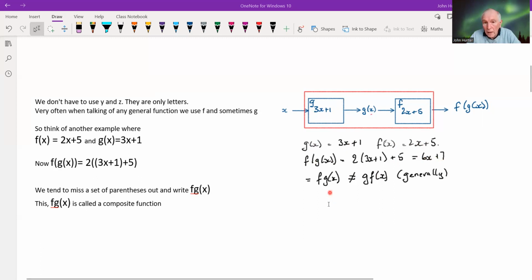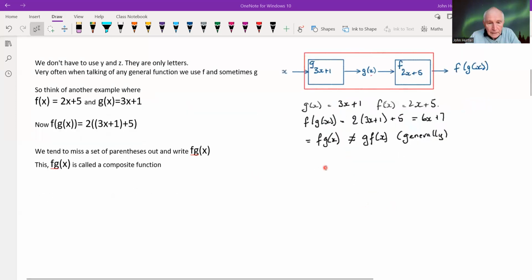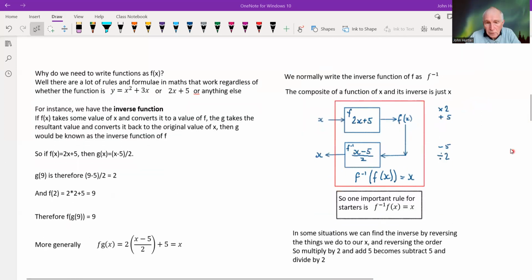We should note, by the way, that f of g of x is not generally the same as g of f of x. You would expect them normally to be different, although on occasions they may turn out to be the same thing. But generally speaking, you can't assume that they're the same. So the order does matter. Right. Okay. Let's have a look. What else have we got?